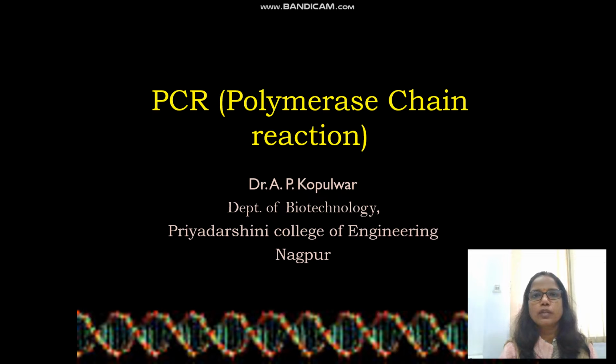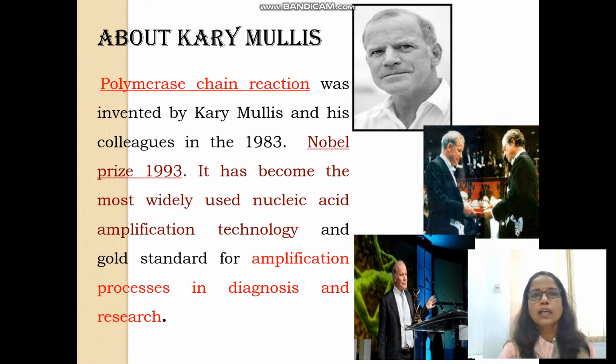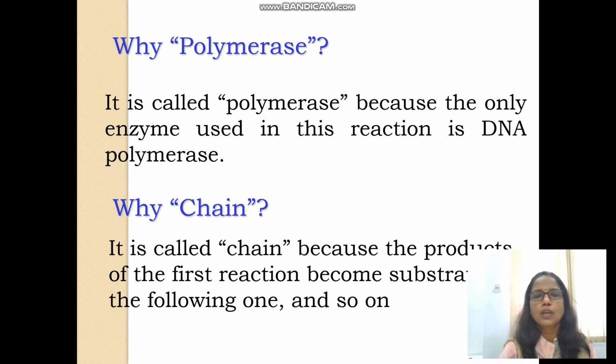Today, we are going to discuss the polymerase chain reaction, commonly known as PCR. PCR was invented by Mullis and his colleague in 1983. He received the Nobel Prize in 1993 for this discovery. It has become the most widely used nucleic acid amplification technology and the gold standard for amplification in diagnosis and research. Why is this called the polymerase chain reaction?